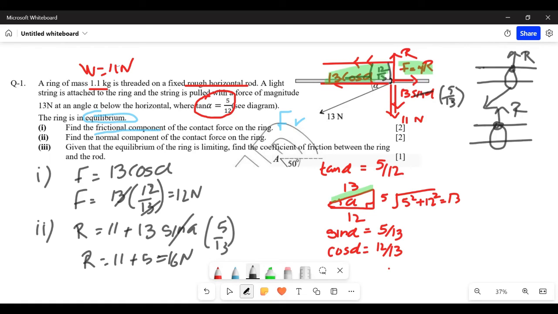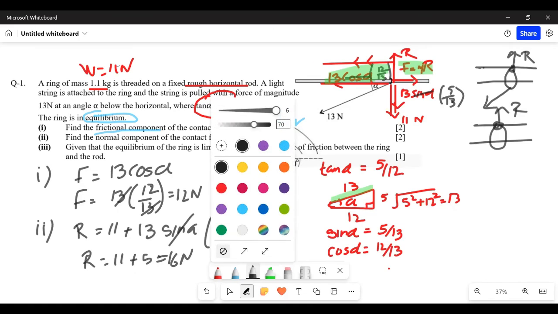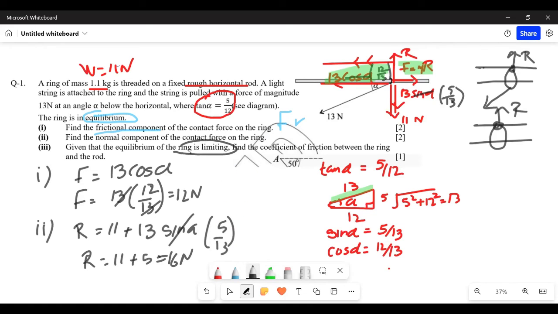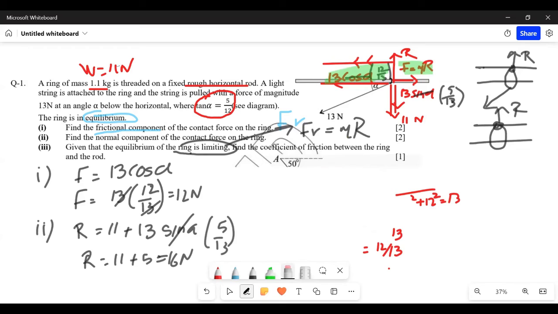Part 3. Given that the equilibrium of the ring is limiting, limiting equilibrium just means that now you have to use the friction actual formula mu R, because this formula is only applicable in limiting equilibrium. Given that the equilibrium of the ring is limiting, find the coefficient of friction between the ring and the rod. So now you have to find the mu.